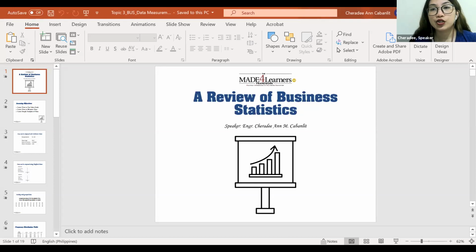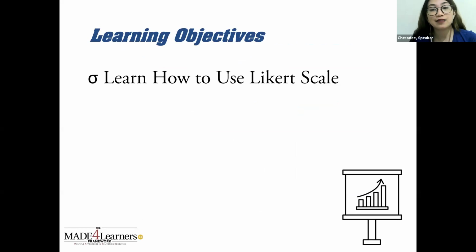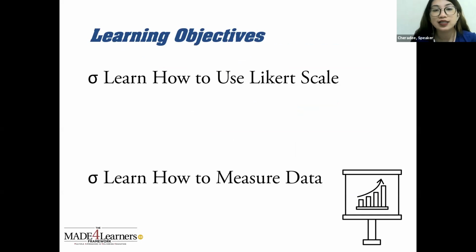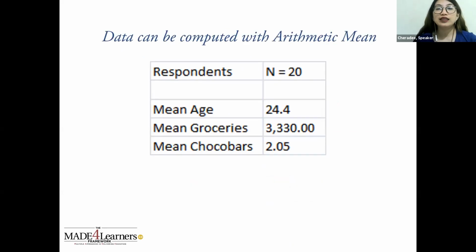Okay. So the last topic is data measurement. Data measurement basically aims to help us measure data. You will learn now how to use the Likert scale, how to measure data, and the simple analysis of data. Actually, data can be computed in 3 ways: mean, median, and mode. When you say mean, that means you get the average. The other term for mean is average.